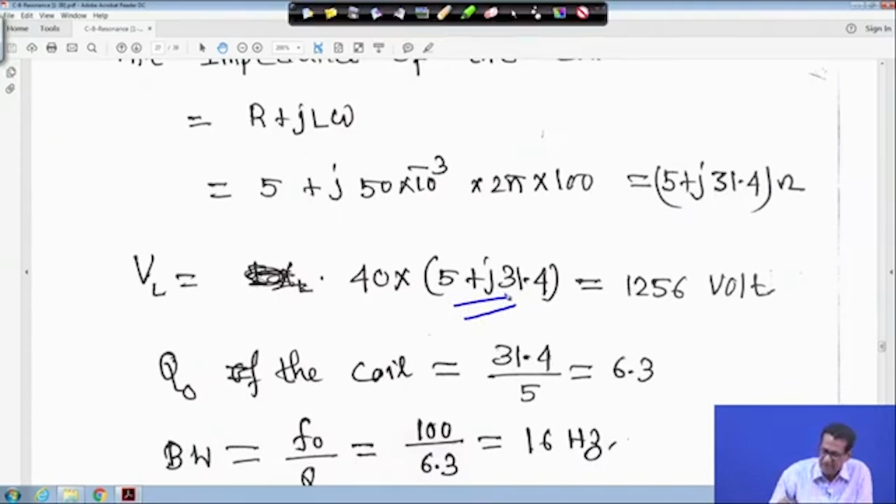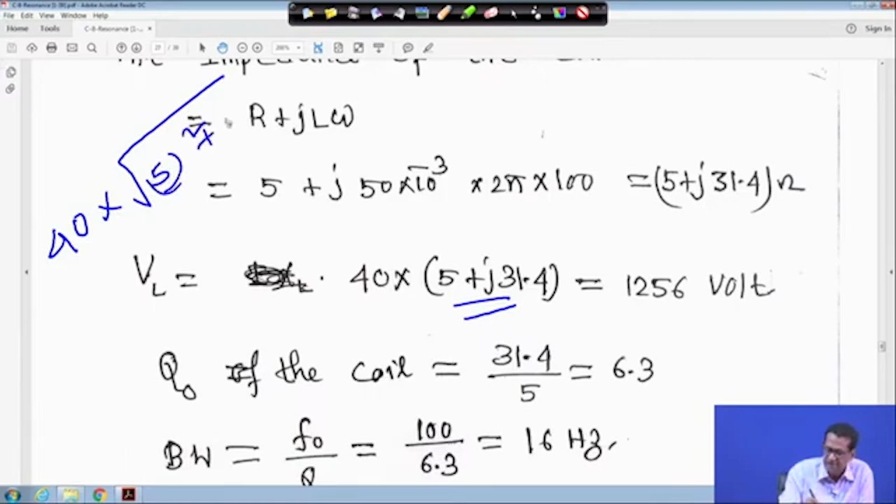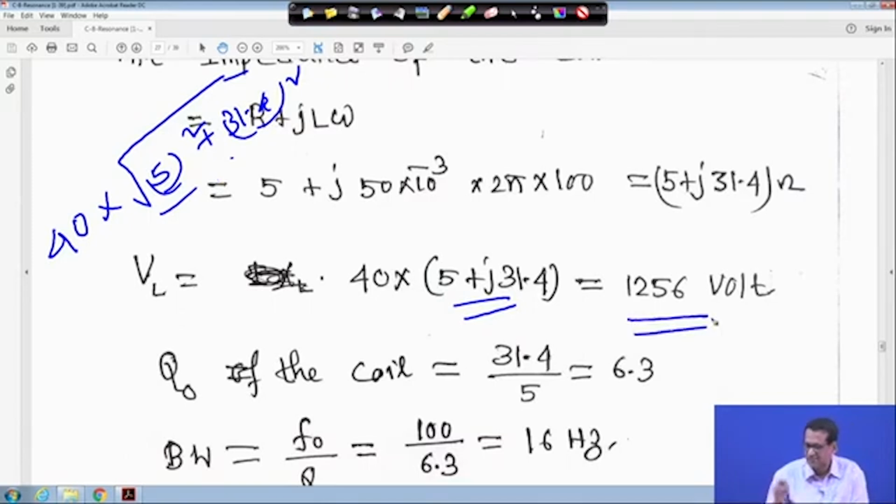So this one will actually be multiplied by 40, just check it. Then root over 5 square plus 31.4 square, whatever it comes, just check, it will be 1256 volt, right. Only the magnitude is written here. If I were to write it properly, I should put a bar on it. The magnitude is taken here, 1256 volt, right.